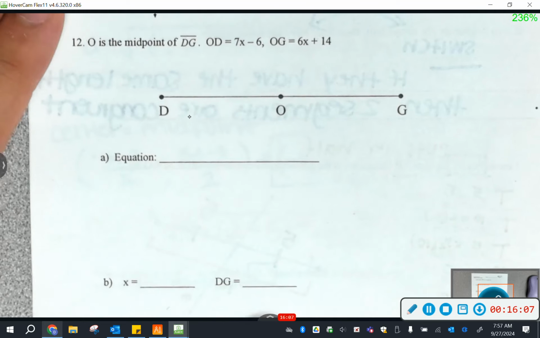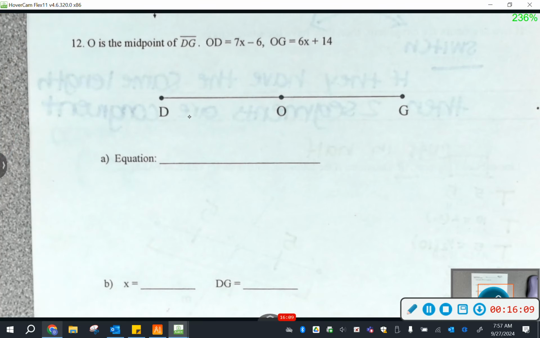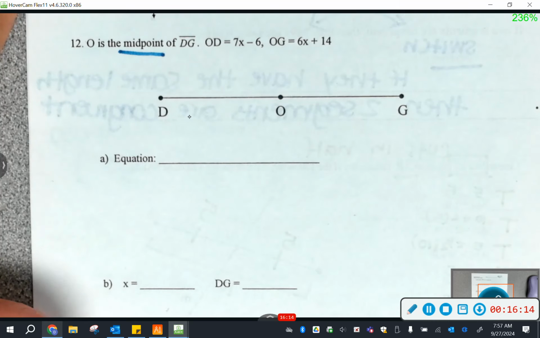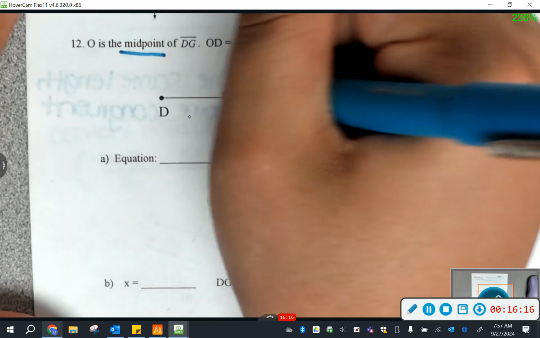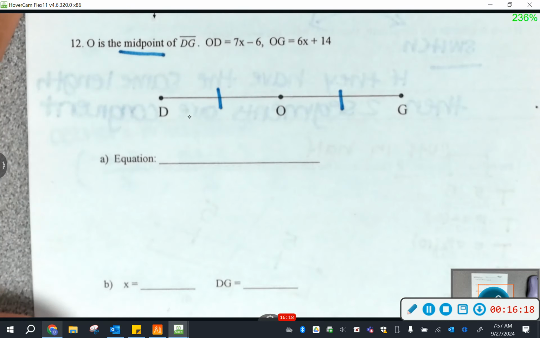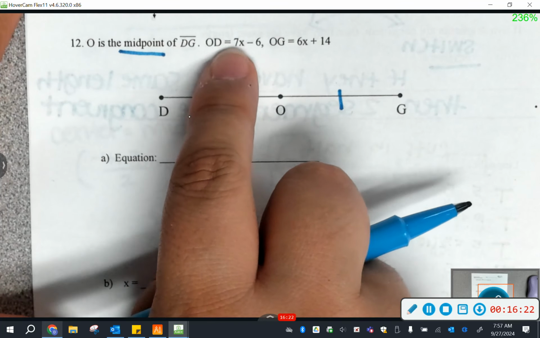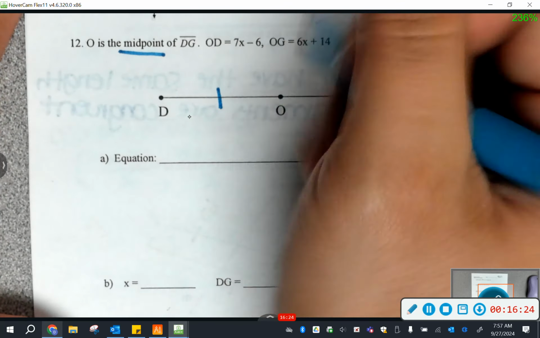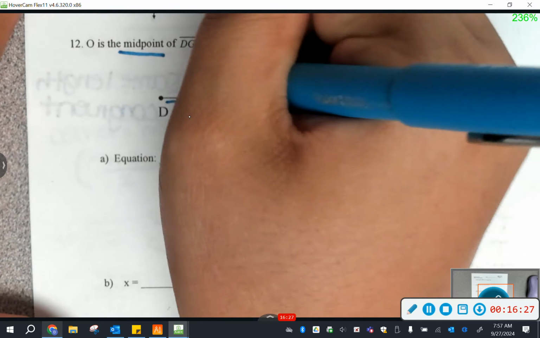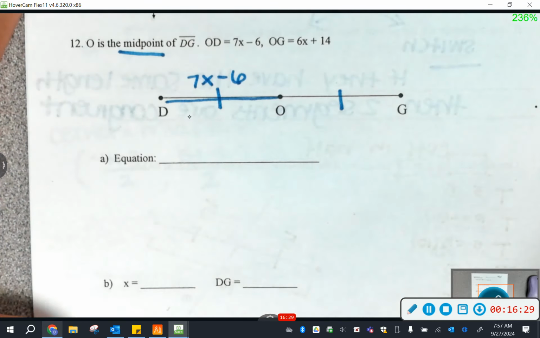Question 12. What is my key word on question 12? Midpoint. When I see that word, what can I do? Ticks. Tick mark and tick mark right off the bat. That's 1 point on your test. And then you need to label the picture. OD, which is right here, is 7x minus 6.